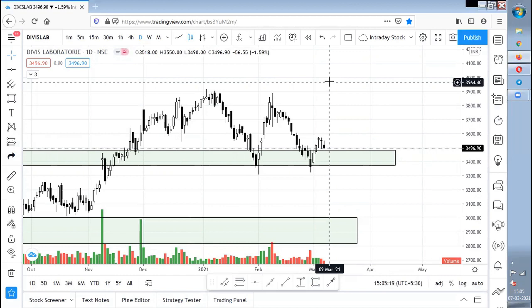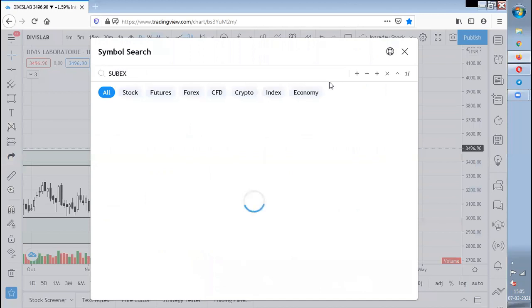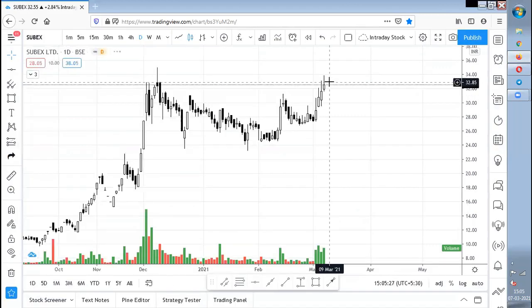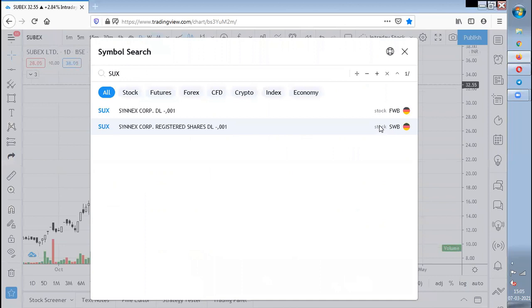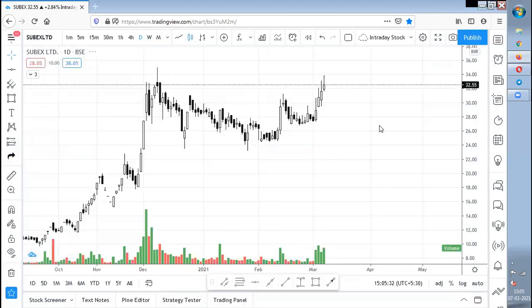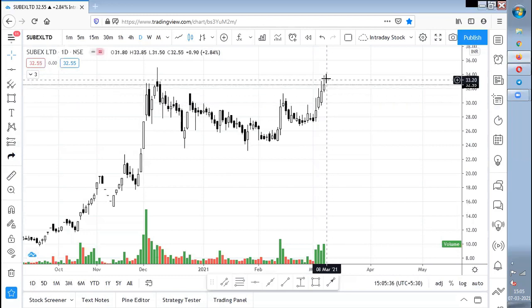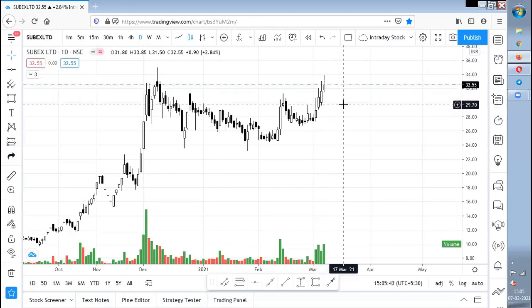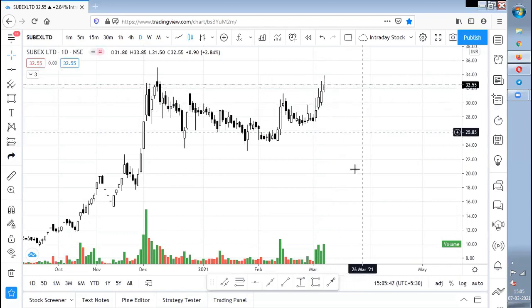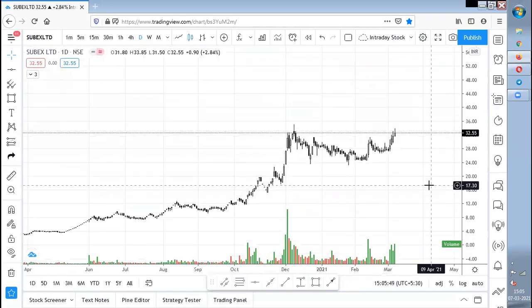When I had a discussion with the Telegram channel members, I shared Subex, and let's see what is happening to Subex. This was a particular stock I shared on that day. I shared it around this zone, and now it is nearly 33 rupees. So nearly a 10% move has been seen in Subex, and I'm expecting some more good move in Subex.